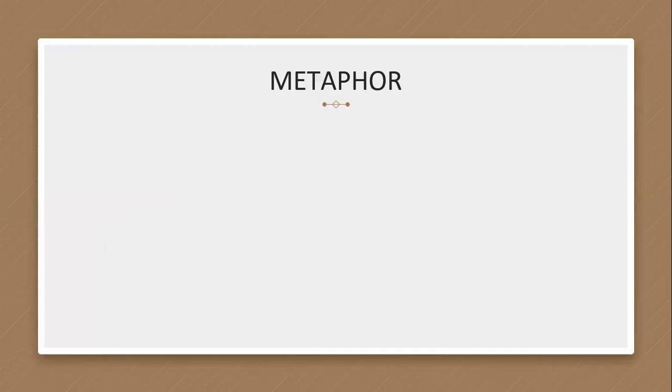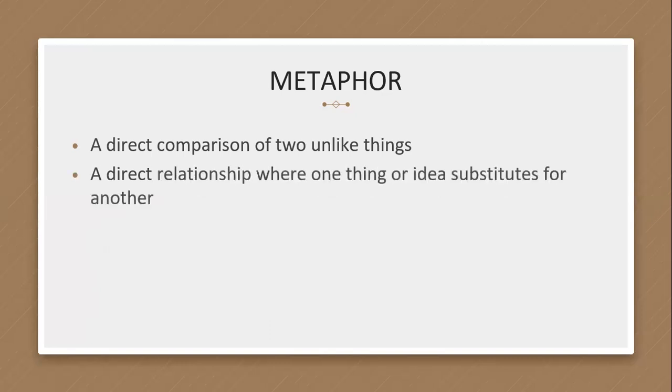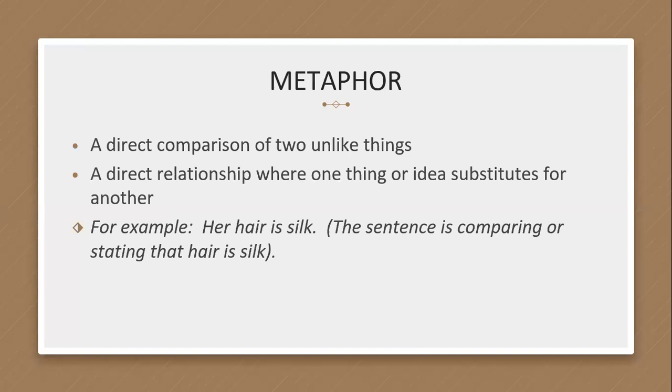Next, we have metaphor. Different from simile, metaphor is a direct comparison of two unlike things. So because it's a direct comparison, we don't have any keywords, yeah? So it's a direct relationship where one thing or idea substitutes for another. For example, her hair is silk. Yeah, so it's not her hair like silk or her hair is soft as silk, but we define that the hair is silk. Yeah. Okay.